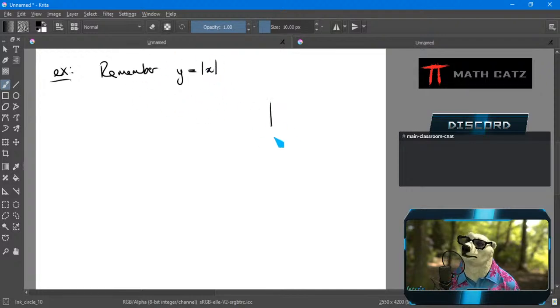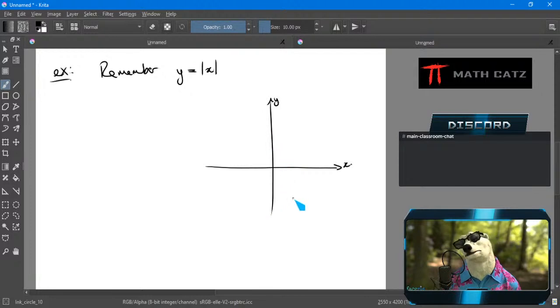What is the graph? Let's start with the graph. That's maybe the thing you remember the most. What is the graph of the absolute value function? Do you remember?